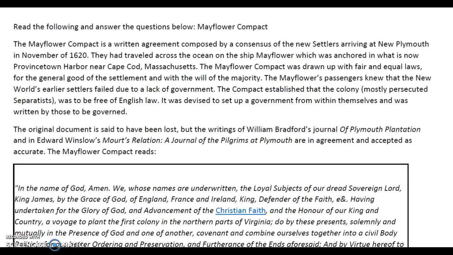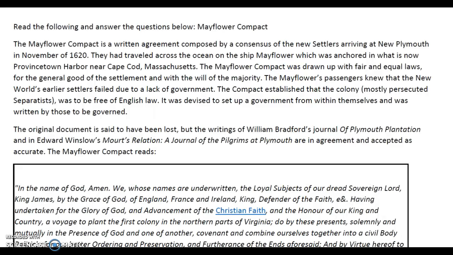Read the following and answer the questions below. Mayflower Compact. The Mayflower Compact is a written agreement composed by a consensus of the new settlers arriving at New Plymouth in November of 1620. They had traveled across the ocean on a ship, the Mayflower, which was anchored in what is now Provincetown Harbor near Cape Cod, Massachusetts. The Mayflower Compact was drawn up with fair and equal laws for the general good of the settlements and with the will of the majority.